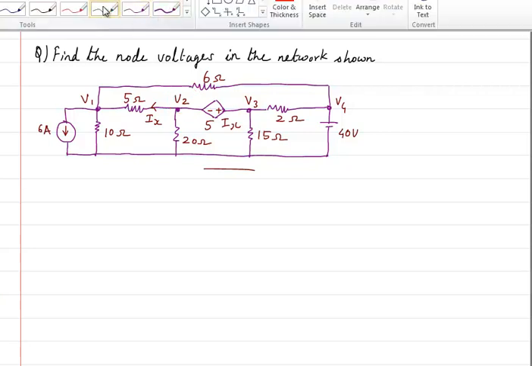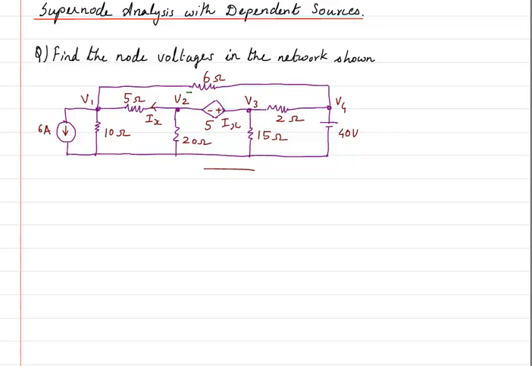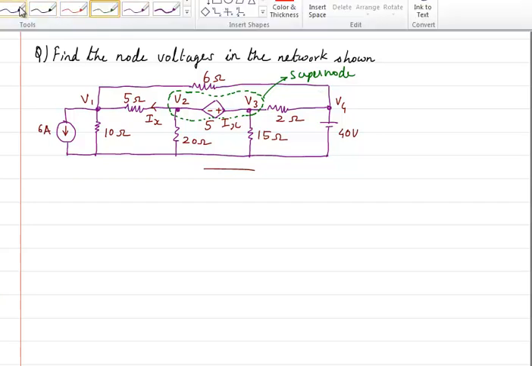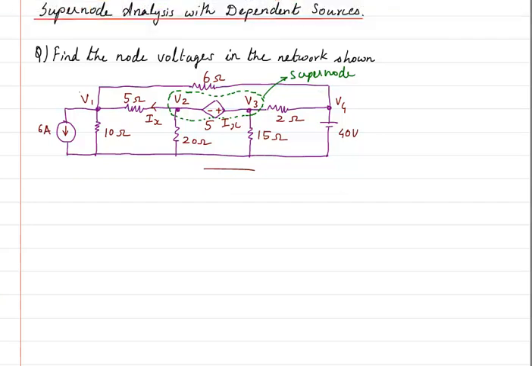So how does the supernode basically look like? You put the nodes together and form what is called the supernode. Now, if there is a supernode like this, then we can do the problem. So how many nodes are there? There is V1, there is a supernode, and there is V4. Totally, there are four voltages: V1, V2, V3, and V4, which have to be found out. So let us do one by one.